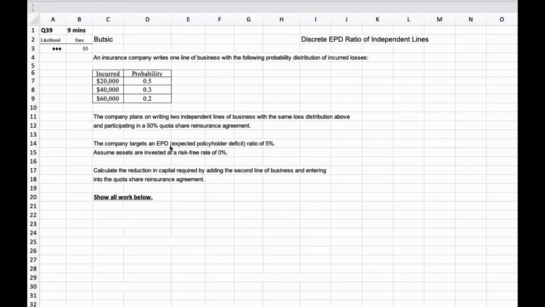Assets are invested in risk-free rate at 0%. We are asked to calculate the reduction in capital by adding a second line of business and buying reinsurance. We need to find out the current capital, but the asset amount is not given. Let's back out the asset amount from the target EPD ratio.